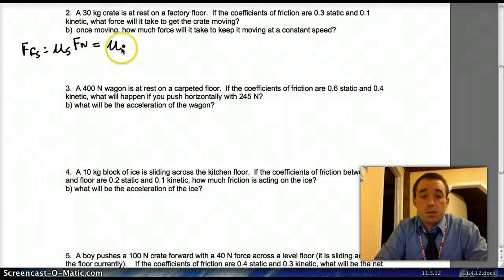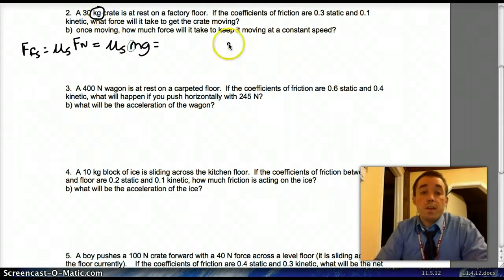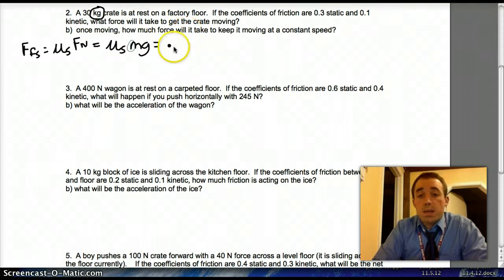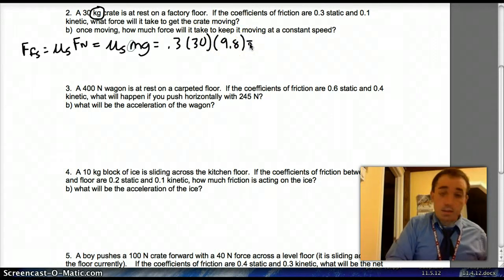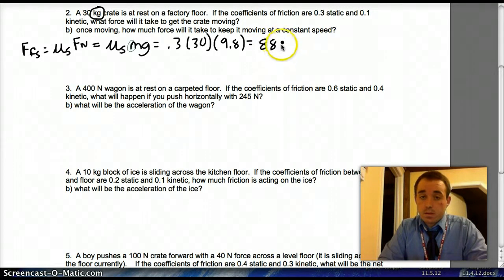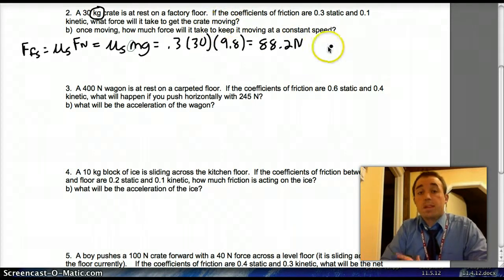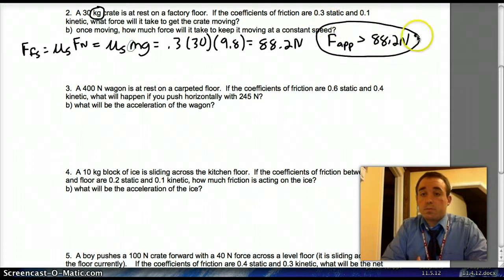FFS, is equal to my mu s times my normal force. My normal force is equal to my gravity, and my force of gravity is m times g. The reason I have to do it this way is because I'm given a mass, not a weight. So my static friction coefficient is 0.3, my mass is 30, and my g is 9.8. So I do that in my calculator, 0.3 times 30 times 9.8, I get 88.2 newtons. This means that in order to get this thing moving, my applied force has to be greater than 88.2 newtons. That's part A.